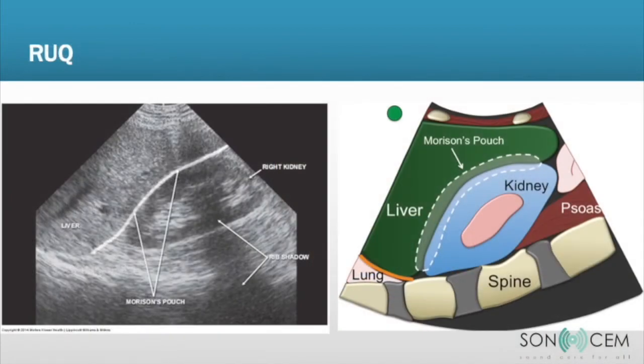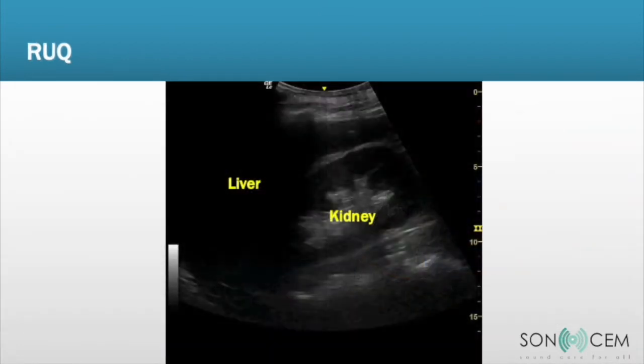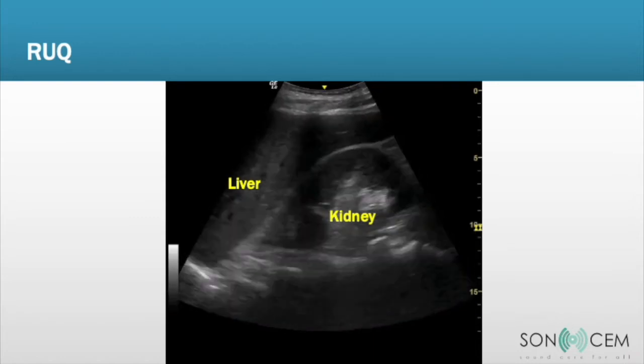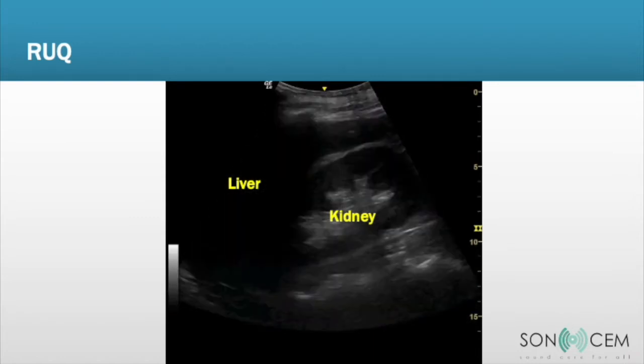This is the still image of the right upper quadrant view. This is the kidney, and this is the liver. And the Morison pouch is the space in between the liver and the kidney, then the inferior pole of the kidney, the diaphragm, and also the caudal tip of the liver. This is what we expect to see in a normal right upper quadrant view. This is the kidney, this is the liver, the Morison pouch, the caudal tip of the liver, and also the subdiaphragmatic space.